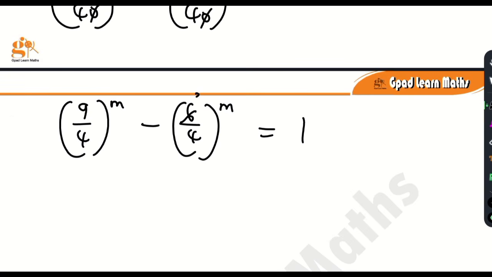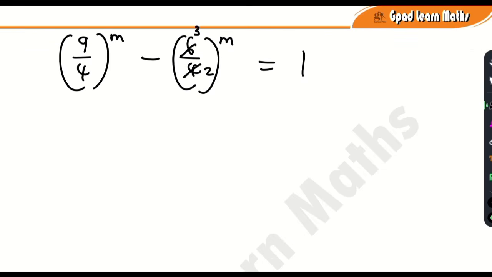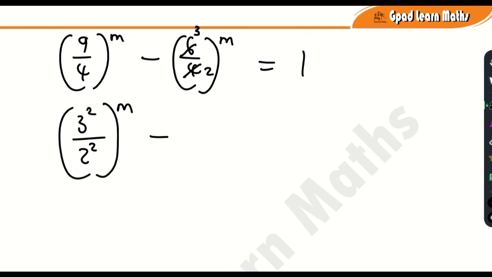So 2 here is 3 and 2 here is 2. Can you see that? But what about 9 and 4? What is coming to your mind really? Perfect squares. 9 and 4 are perfect squares. So I'm going to express them as a power of 3 and 2 respectively. 9 is going to be 3 raised to the power 2 and 4 is going to be what? 2 raised to the power of 2. And then we still have the exponent of m. So minus what? 3 over 2 raised to the power m is equal to 1.